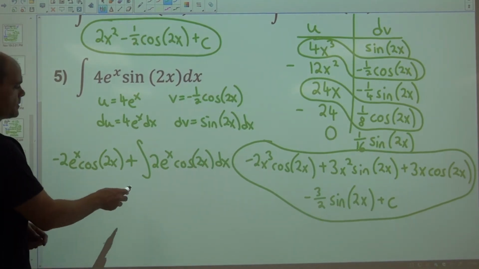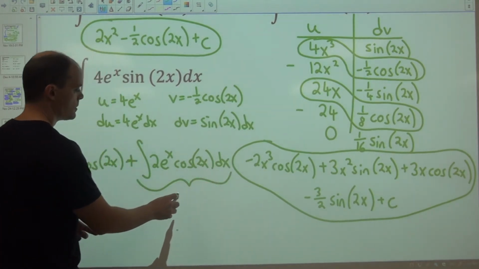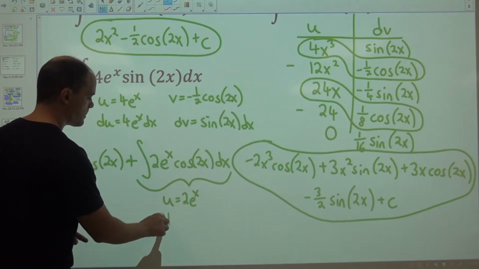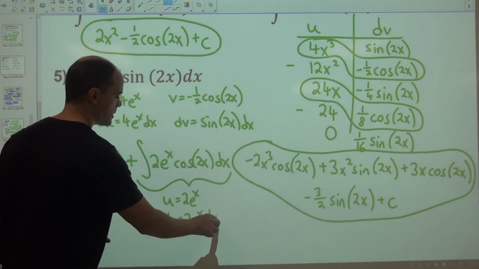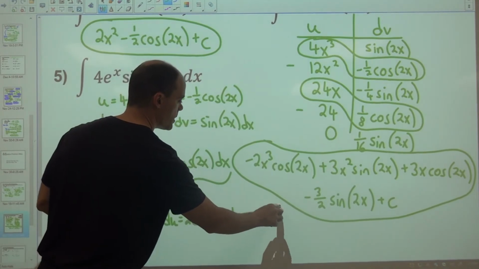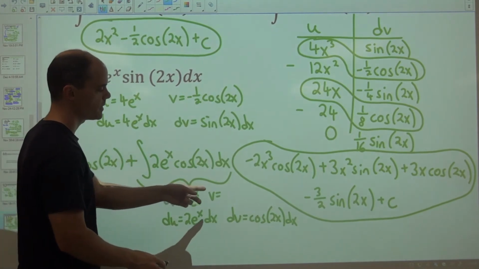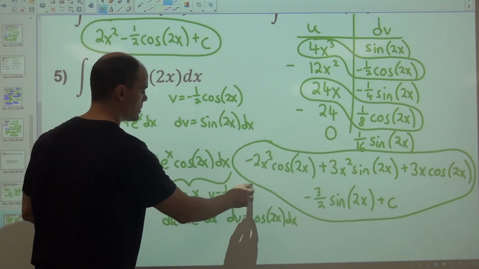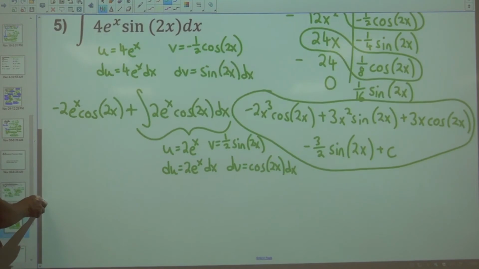And of course we need round 2. Since this is addition, it's going to make this a lot easier. I won't have to keep track of any signs. So off I go again. Where I stop, nobody knows. u is 2e to the x, dv is cosine of 2x dx, which makes v, well, the derivative of sine is cosine, so this will be positive 1/2 sine of 2x.